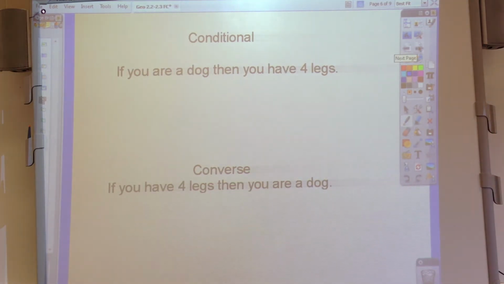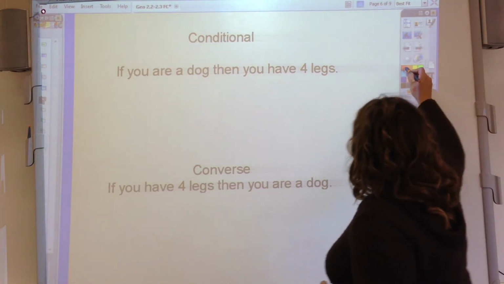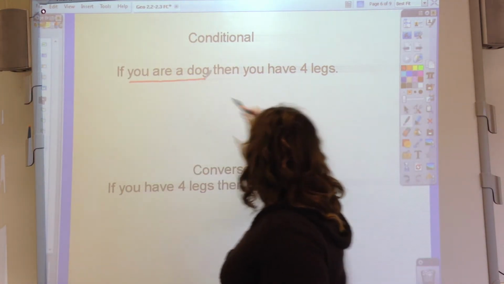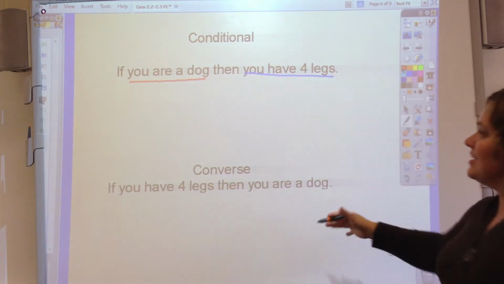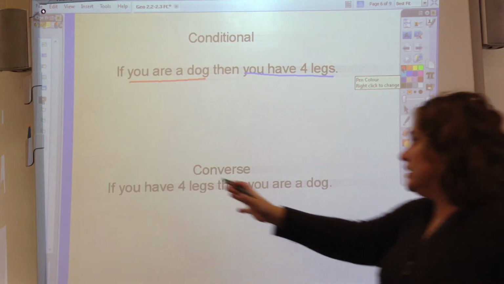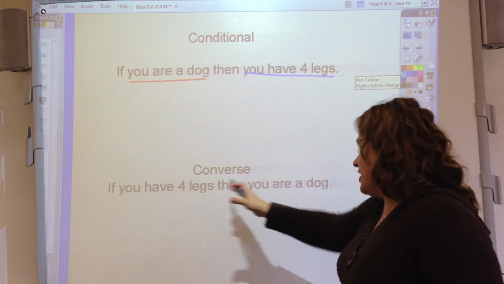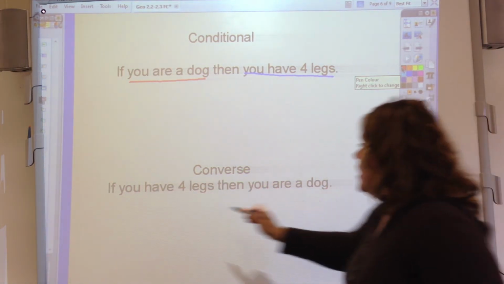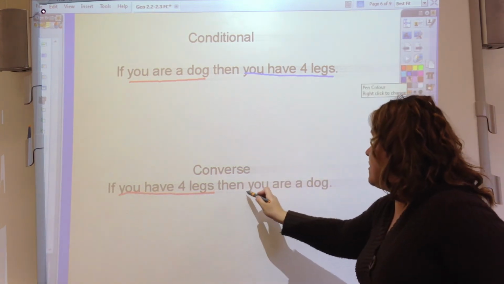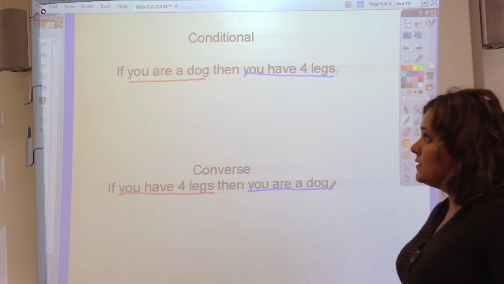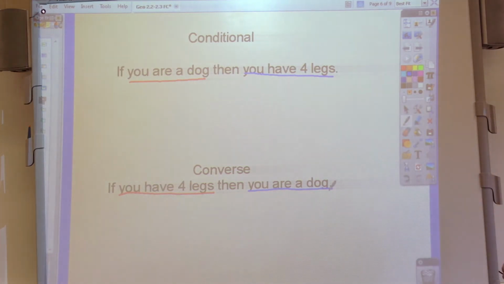Let's look at a conditional. If you are a dog, then you have 4 legs. The antecedent is you are a dog. The consequent is you have 4 legs. The converse would be if you have 4 legs, then you are a dog. The antecedent and the consequent have merely switched places. So the converse merely switches it.